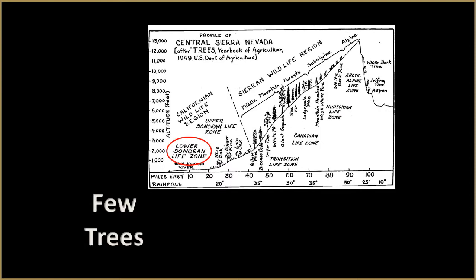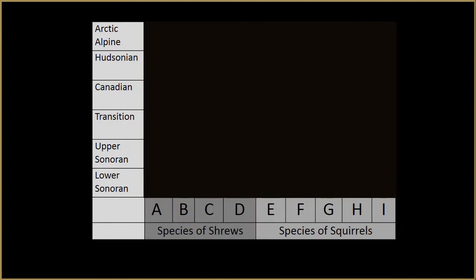The Lower Sonoran life zone has a warm, arid climate with only a few small trees. Beginning in the warm, semi-arid Upper Sonoran, we find oak trees and pine trees. In each successive life zone, we find different species of trees. The same is true for the mammals found in these life zones.